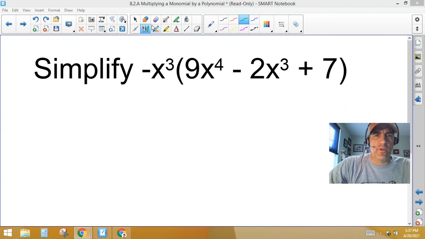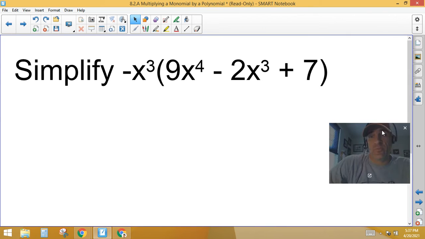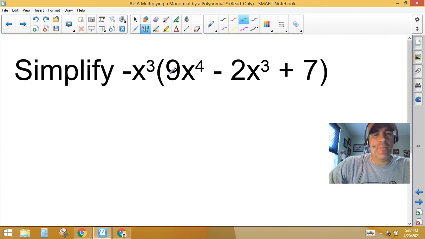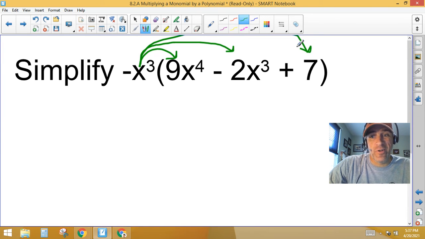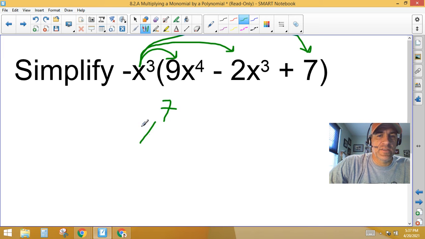So here's another example. I think this is the only other example because it's pretty short and sweet. For this one, I'm not going to make an area model because it's just a monomial times a trinomial. So each piece I'm going to multiply, and I'm going to ask you what each piece is going to be. When I multiply negative x cubed times 9x to the fourth, my first question is, what will the exponent be? Hopefully you said 7. It'll be x to the 7th.